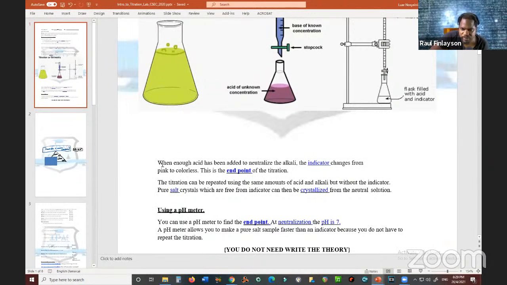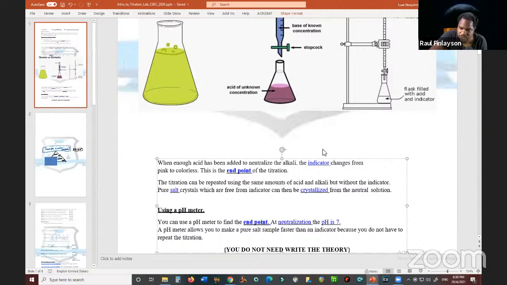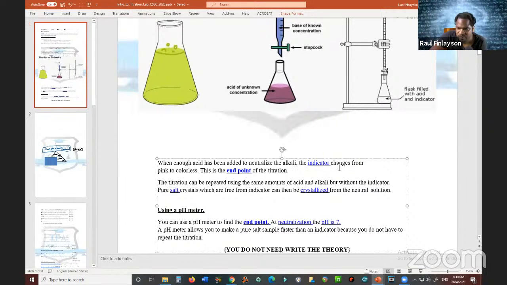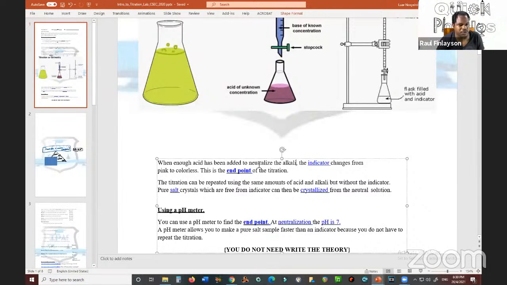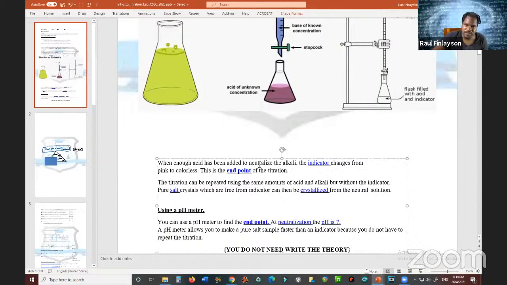When enough acid has been added to neutralize the alkali, which is a base. Alkali is another word for base. I'll tell you the difference later on. But when enough acid has been added to the base, the indicator, that's underlined here, changes from pink to colorless. This is the end point of the titration. So usually the end point is that point where there is a sharp color change in an indicator.